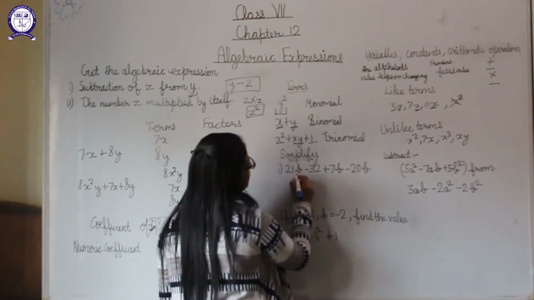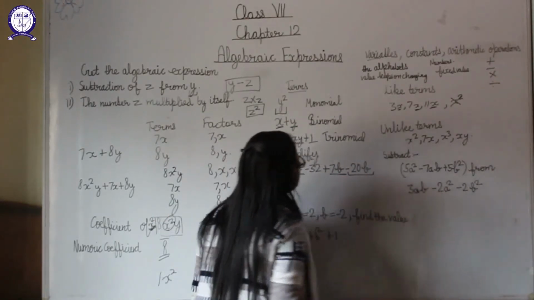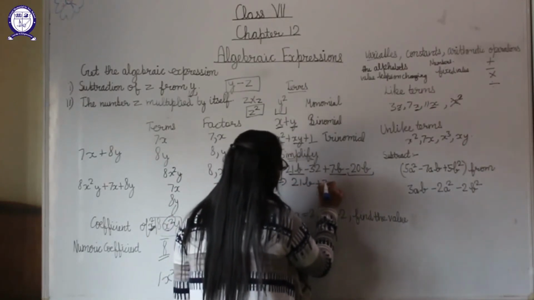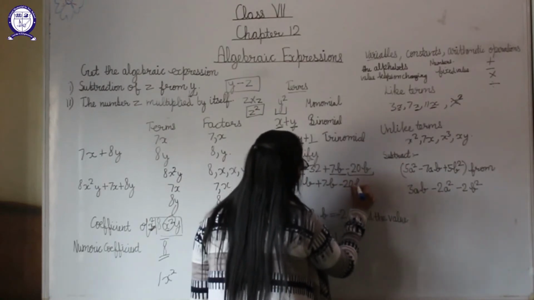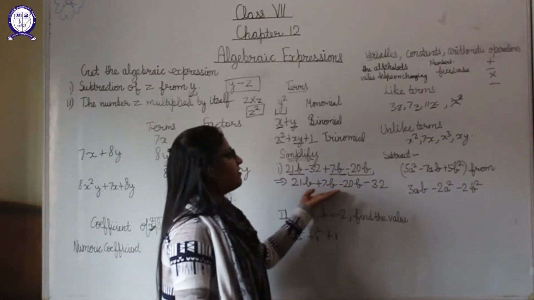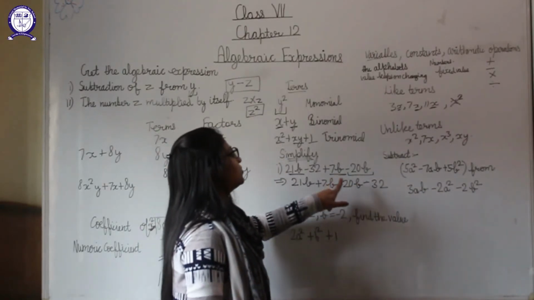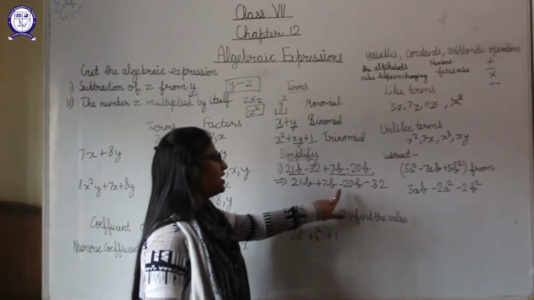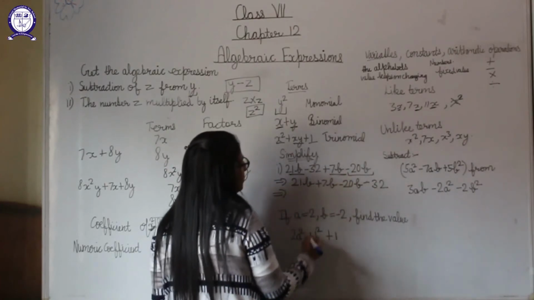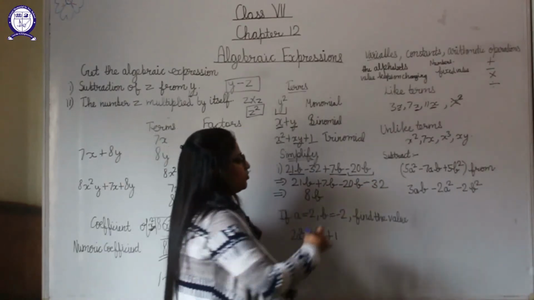So in this expression we can see that this term is of the variable b, this term is also of the variable b, and this term is also of the variable b. So we will combine them. So we can write 21b plus 7b minus 20b. Okay, and minus 32 we can write like this. Now what we will do, students, we will simplify these 3 like terms. Okay, so 21 plus 7 is 28, minus 20 will be 8. So by combining these 3 like terms we are getting 8b as our answer, and minus 32 will be as it is.